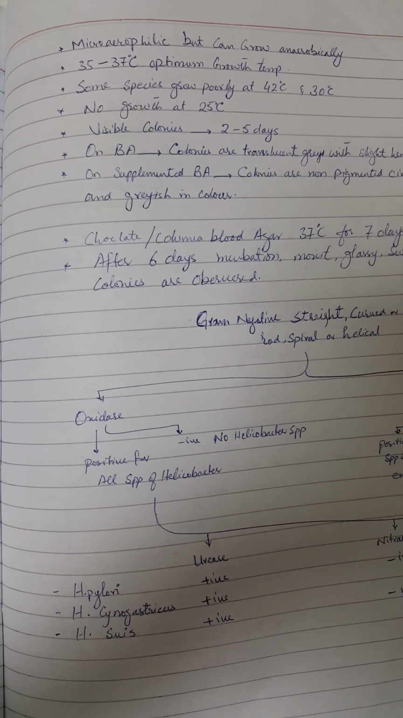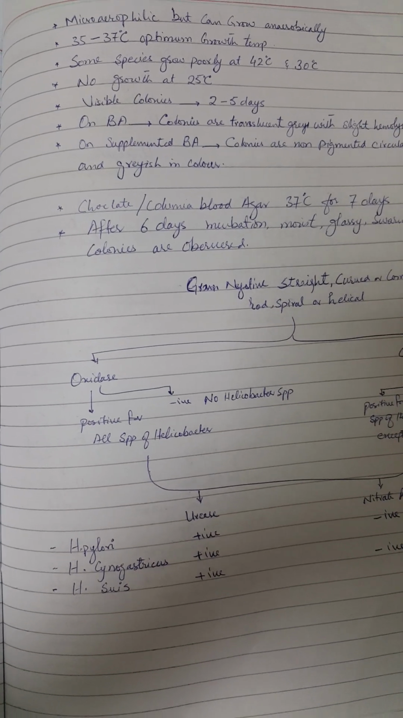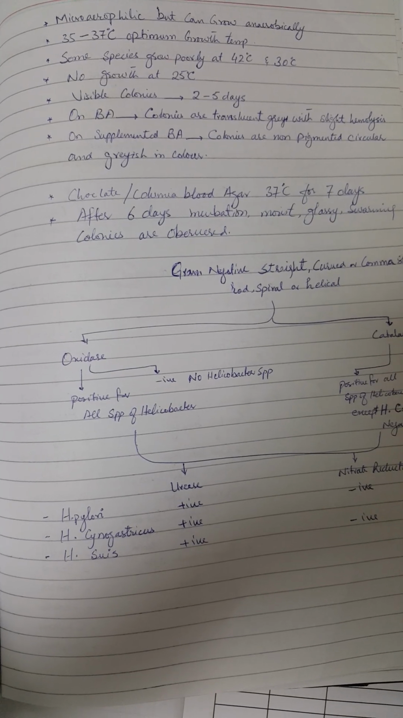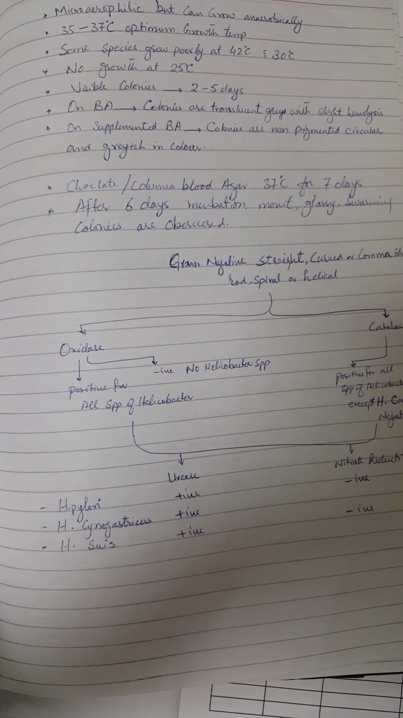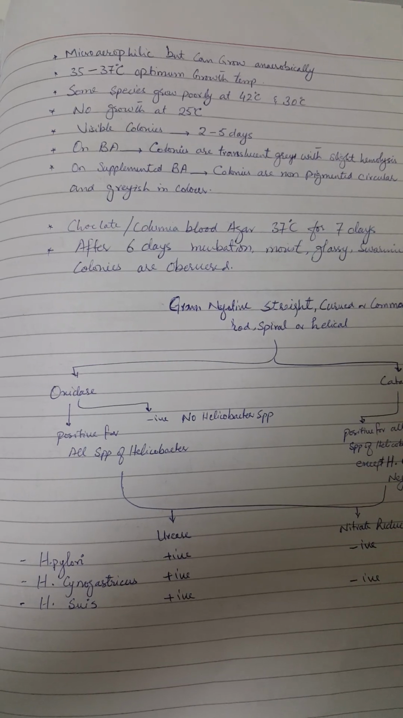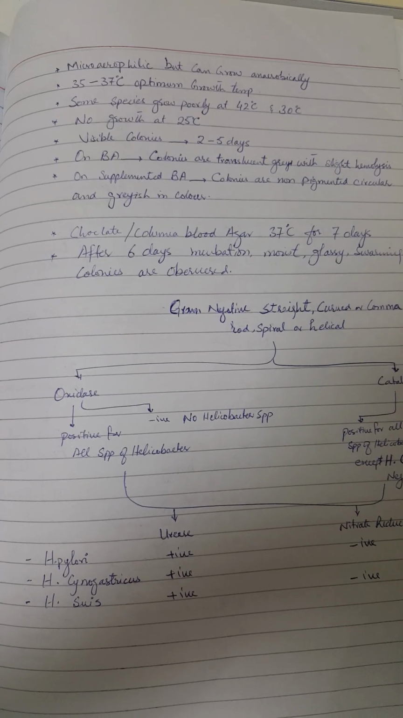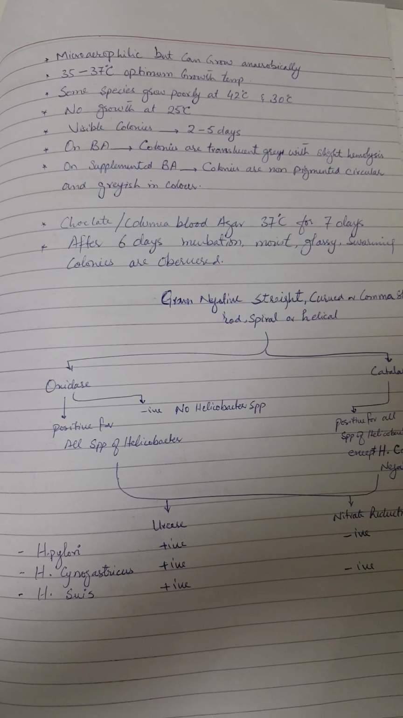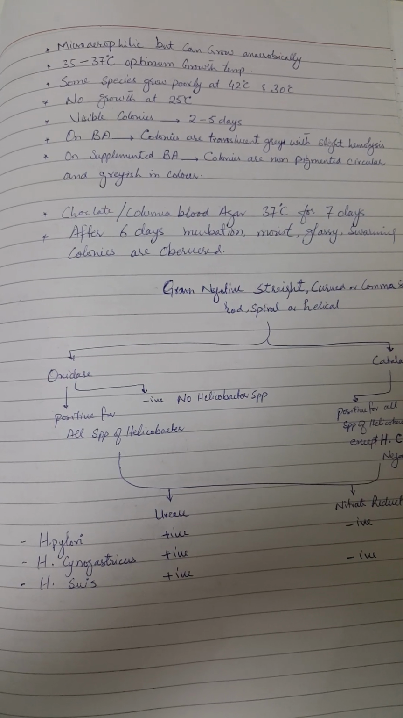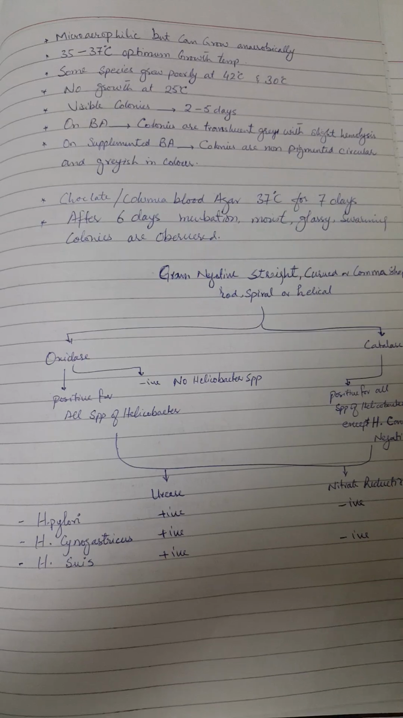A visible colony takes 2 to 5 days on blood agar. On blood agar, the colonies are translucent gray with slight hemolysis. On supplemented blood agar, the colony is chocolate, and Columbia blood agar is also used in the case of H. pylori, which takes 7 days at 37 degrees centigrade. After 6 days of incubation, moist glassy swarming colonies are observed.